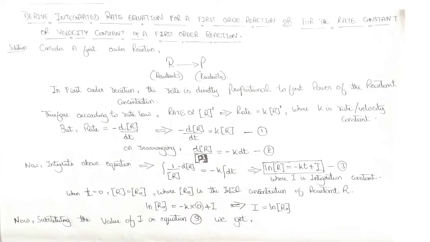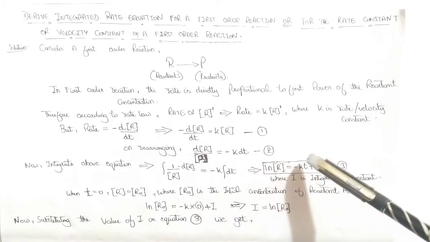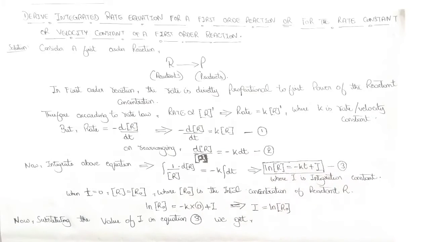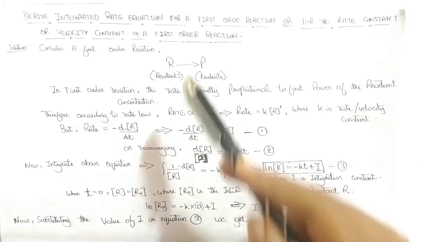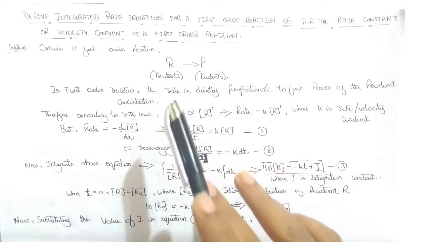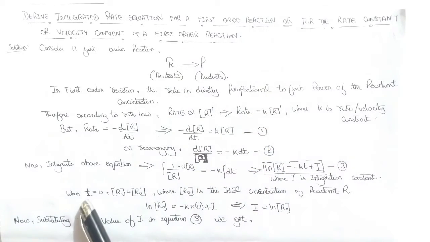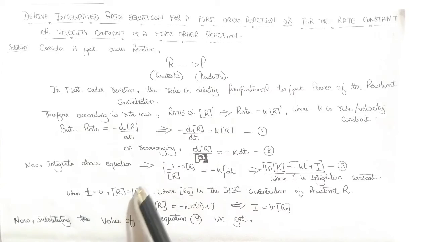Now the only time at which we can consider these two terms is when t is equal to 0. When t is equal to 0, the product is not yet formed, the reaction is about to start, and the reactant concentration is R0, where R0 is the initial concentration of the reactant.